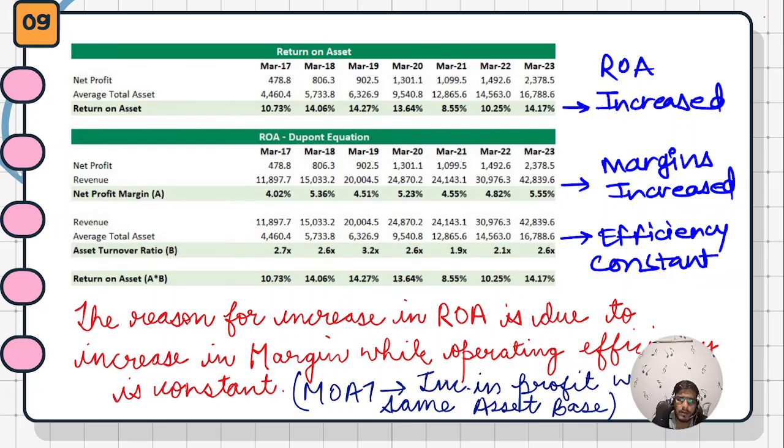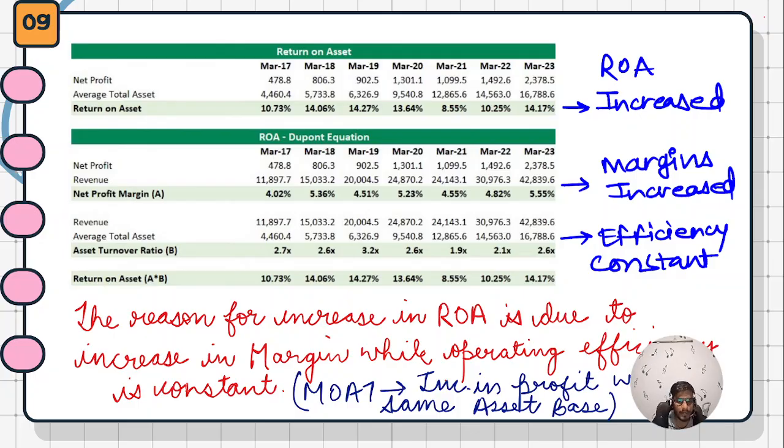So we got to know asset turnover is constant. That means they are not taking loans, because a loan is actually a liability, but you buy assets from it, so your asset turnover ratio would also fluctuate, but it's constant. That means it's not the case. But the net profit margins are increasing using the same asset base, which means the return on assets is increasing with the increase in margin while the operating efficiency remains constant. Here, the best thing is that the increase in profit comes with the same asset base. So this is one of the moats that we have.